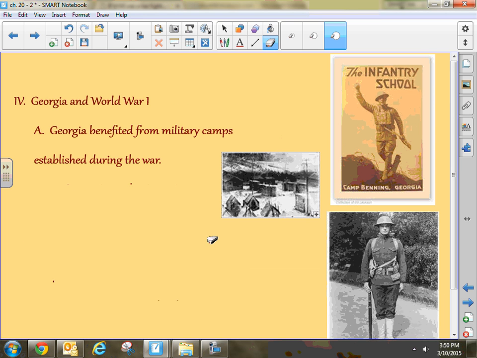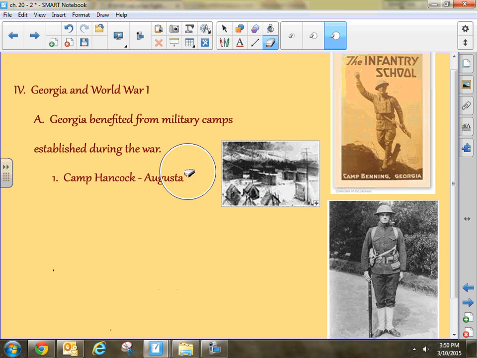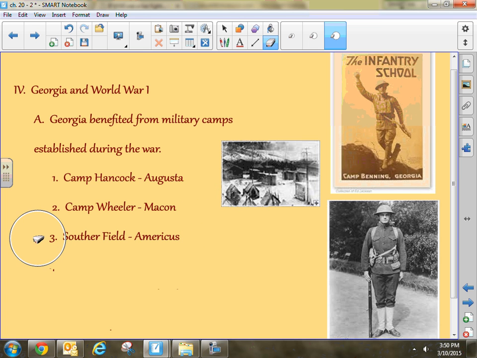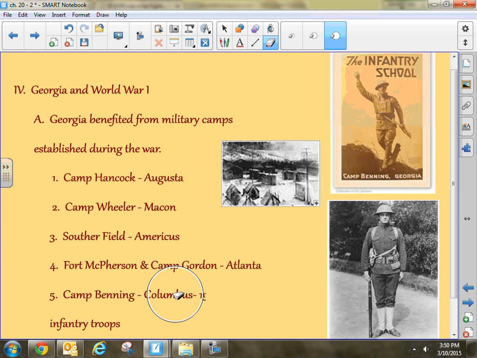How did World War I affect Georgia? First of all, the main benefit is that lots of military camps were set up and established. Camp Hancock in Augusta, Wheeler in Macon, Souther Field in Americus, Fort McPherson and Camp Gordon in Atlanta, and, important for us, Camp Benning is set up in 1917 to train infantry troops.